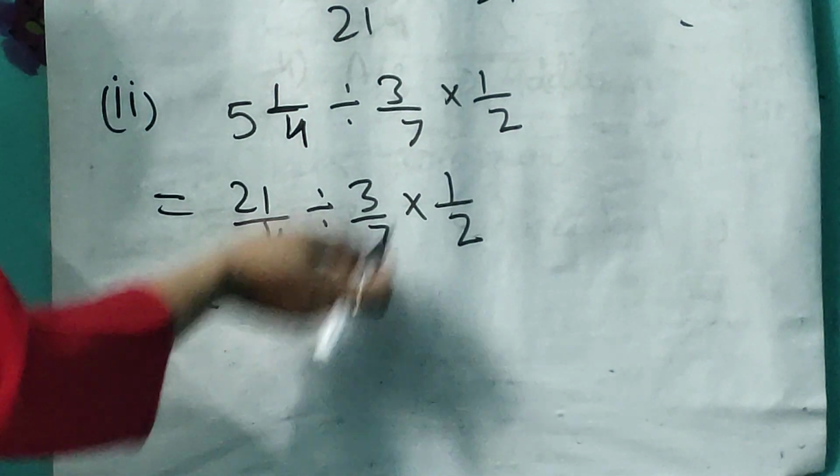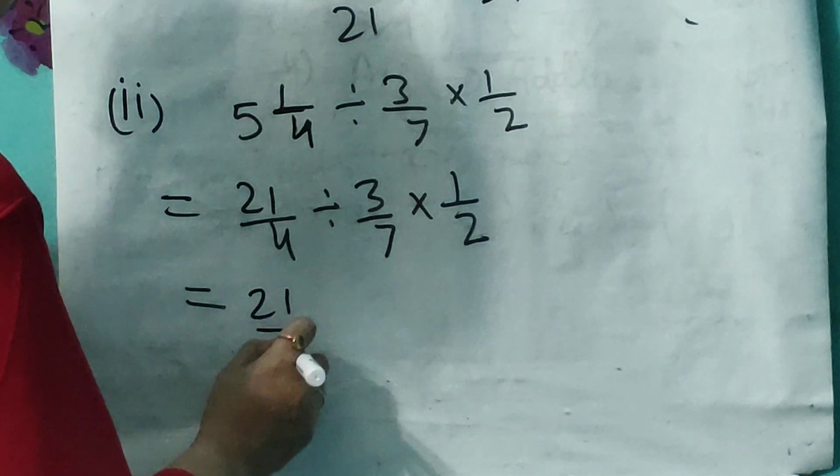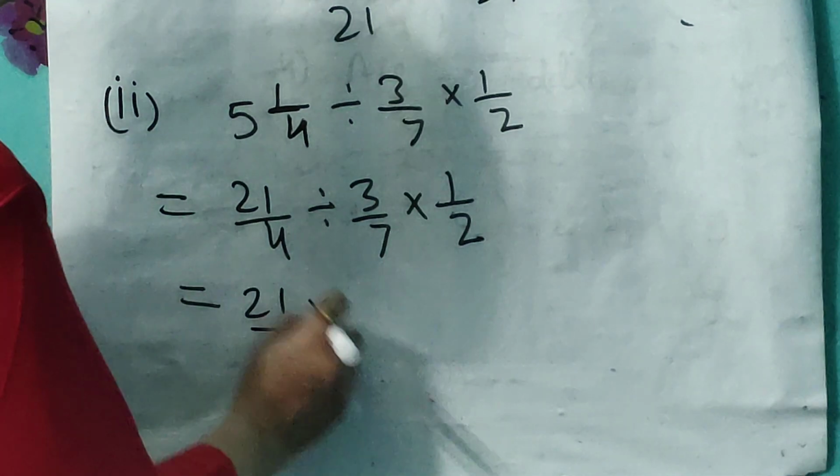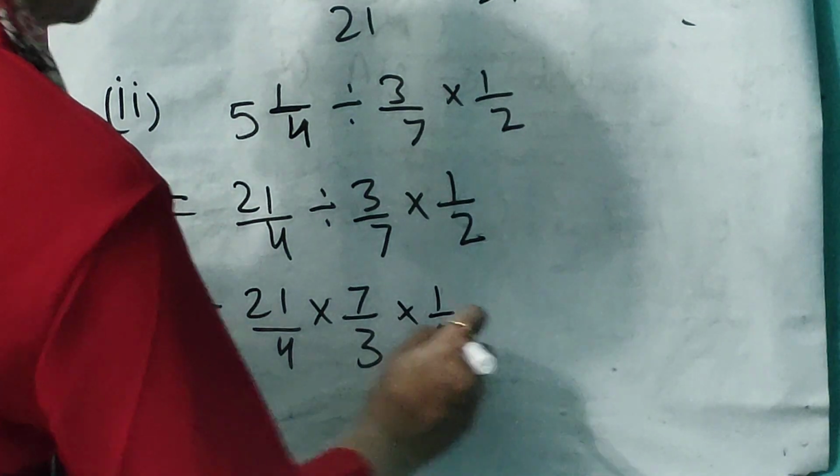So how to solve the division? We have learned in the previous question. We will change into reciprocal form. 21 by 4 into 7 by 3 into 1 by 2.